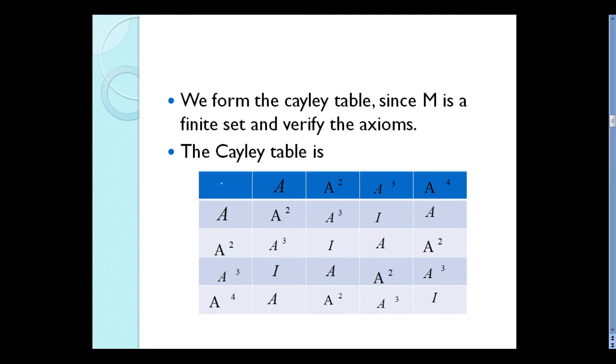So we form the Cayley table, since M is a finite set. Only then are we able to form the Cayley table. So we have to verify the axioms. The Cayley table is formed with A, A square, A cube, A power 4. A into A gives A square, A square into A gives A cube, A cube into A gives A power 4, but A power 4 is I. And A power 4 into A is A power 5, which modulo 4 gives A. So fill all the values in the Cayley table.